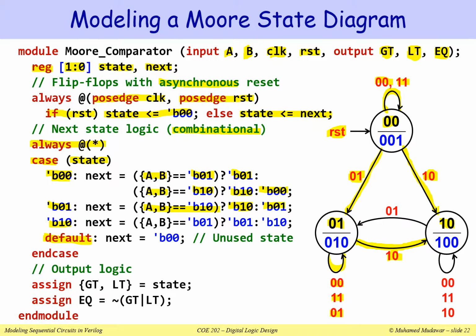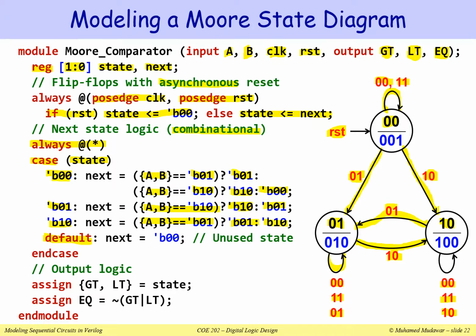Similarly, if you are in state 1, 0 and the input AB is equal to 0, 1, you make a transition from 1, 0 back to 0, 1. Otherwise, you remain in the same state, which is 1, 0, if the input is different from 0, 1.